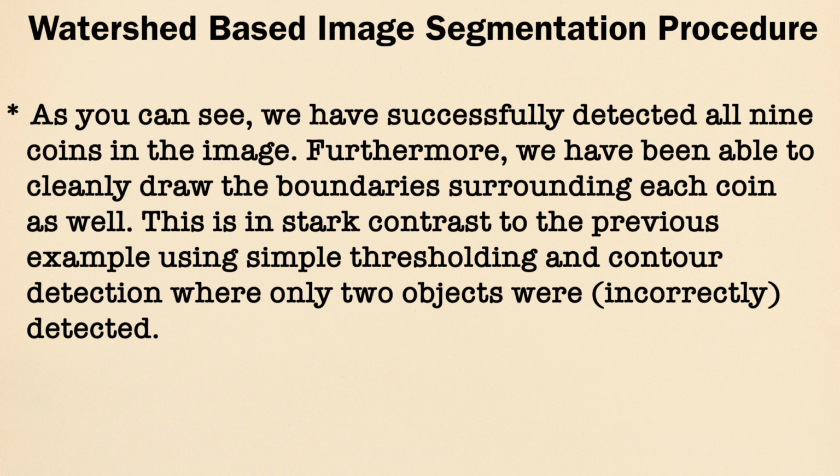This is in stark contrast to the previous example using simple thresholding and contour detection, where only 2 objects were incorrectly detected. Now that our watershed.py script is finished, let's apply it to a few more images and investigate the results for the same code.